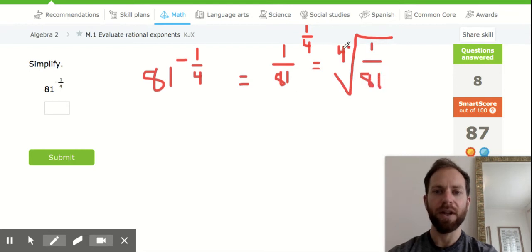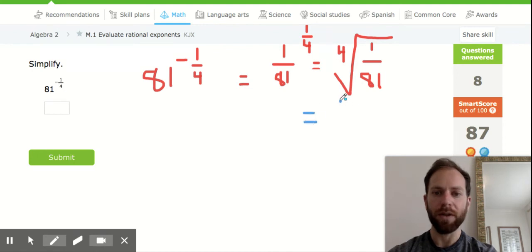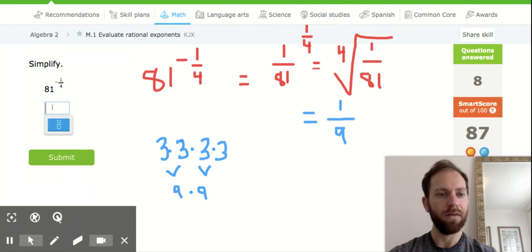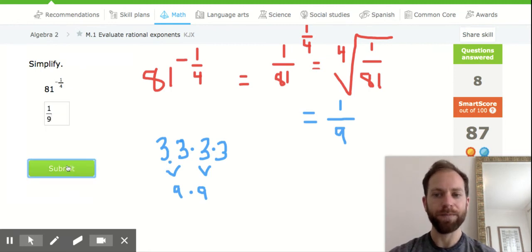So let's think about this. What number times itself 4 times makes 1? Well, 1 times itself 4 times makes 1. And what number times itself 4 times makes 81? I think that would be 3, but let's check it. 1, 2, 3, 4. 3 times 3 is 9. And 9 times 9, yep, that's 81. So the fourth root of 81 is 9. So this answer is just 1/9. Here's our fraction, 1 in the numerator, 9 in the denominator.